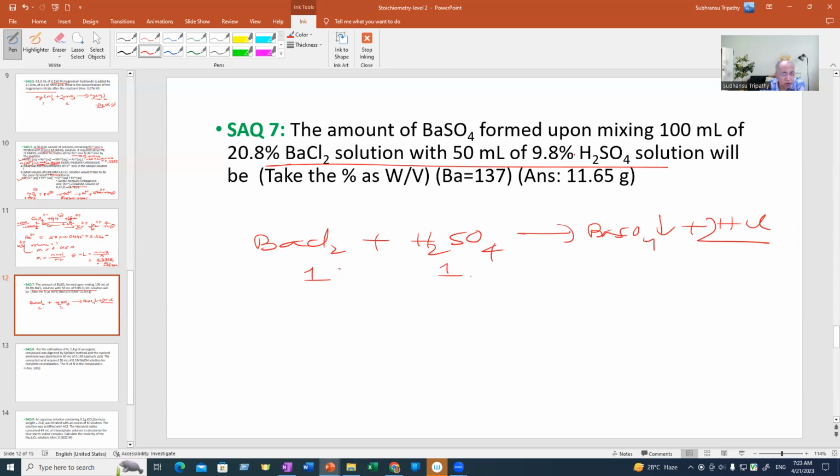Now, to find out which one is given, you can find out the millimoles. 100 ml of this, both are given. That means it is a limiting reactant type of problem. If both are given, then undoubtedly it is a limiting reactant problem. You have to find out which one is the limiting reactant and use that to find barium sulfate, the product. It's asking the amount of barium sulfate formed by mixing this.